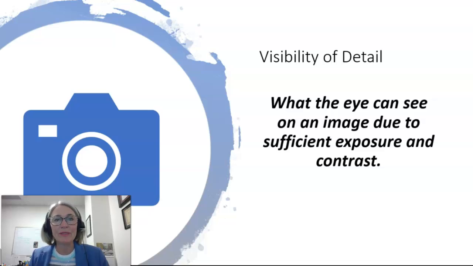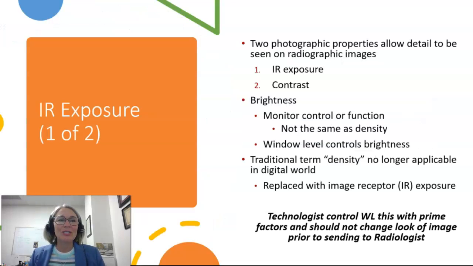Okay, so visibility of detail is what our eye can see, but we have to have sufficient exposure and contrast in order to see the differentiation in absorption, and the detail. So if we take a look at the IR exposure, there's two photographic properties that allow detail to be seen. So that is your IR exposure. You have to have some kind of exposure on your image in order to see differentiation, right? You also have to have contrast. Without IR exposure, you can't have contrast. So you need those two properties in order to be able to see an image, okay?